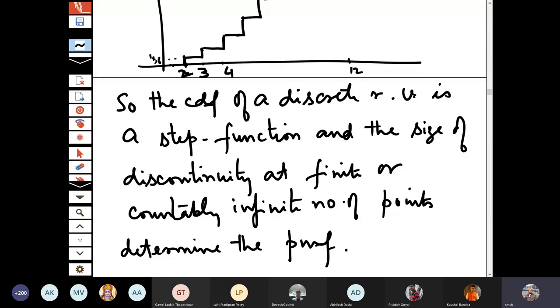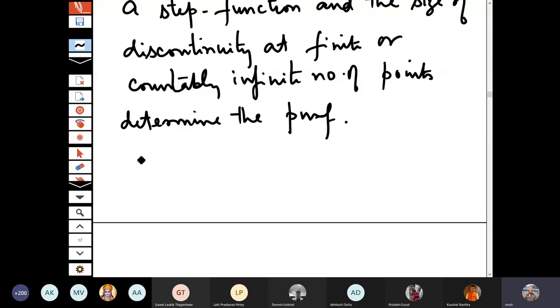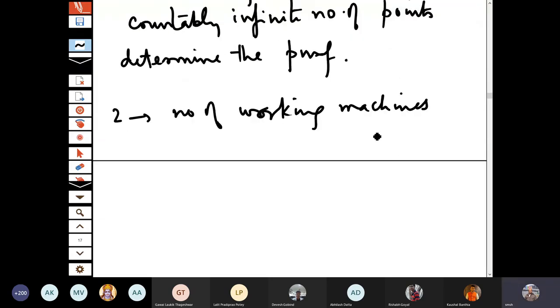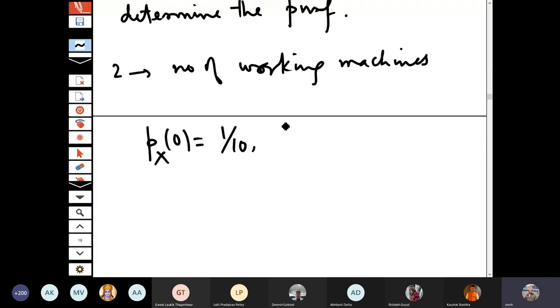You look at the other exercise which I did. The second exercise was the number of working machines. And there, what was there? You had p(x=0) was 1 by 10. You had p(x=1) was 6 by 10, and you had p(x=2) is equal to 3 by 10.